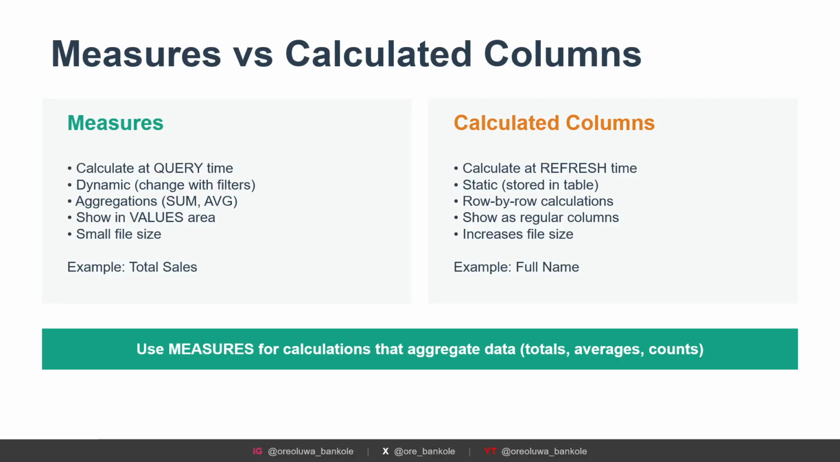Also, in terms of when it is run, your calculated column is usually calculated at refresh time. But your measure is calculated at query time, when you are interacting with the report. That is why I started with calculate at query time and calculate at refresh time. As you click filters and interact with the report, your measure changes dynamically, but your calculated column will remain the same.